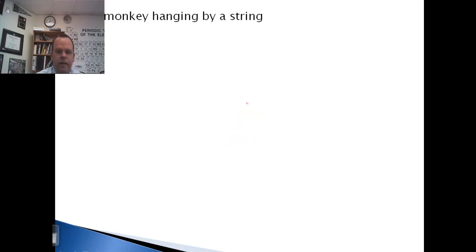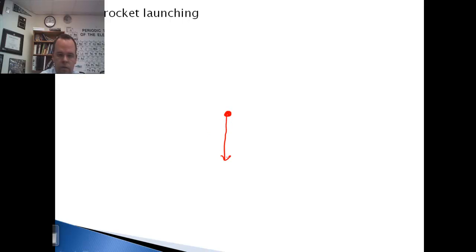Monkey hanging by a string. In this case, a dot stands in for our monkey. Gravity going down. The string will be pulling up parallel to the string. That will be a tension force. A rocket launching. We have the force of gravity going down.